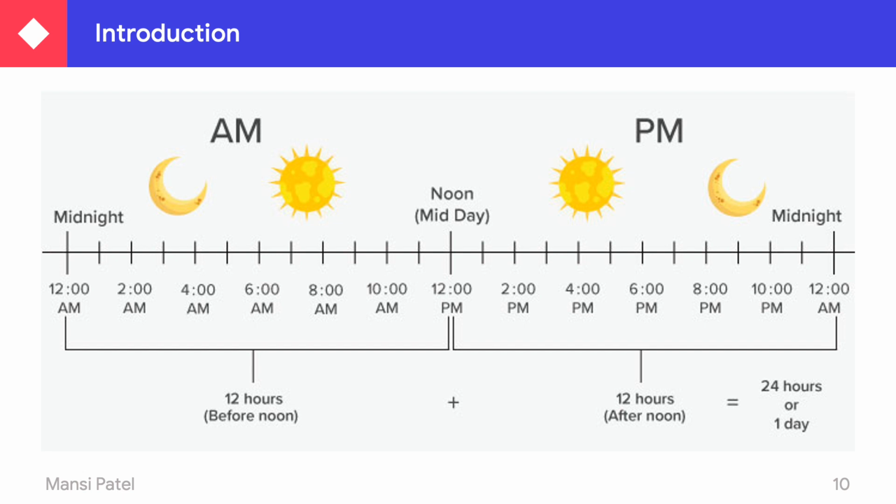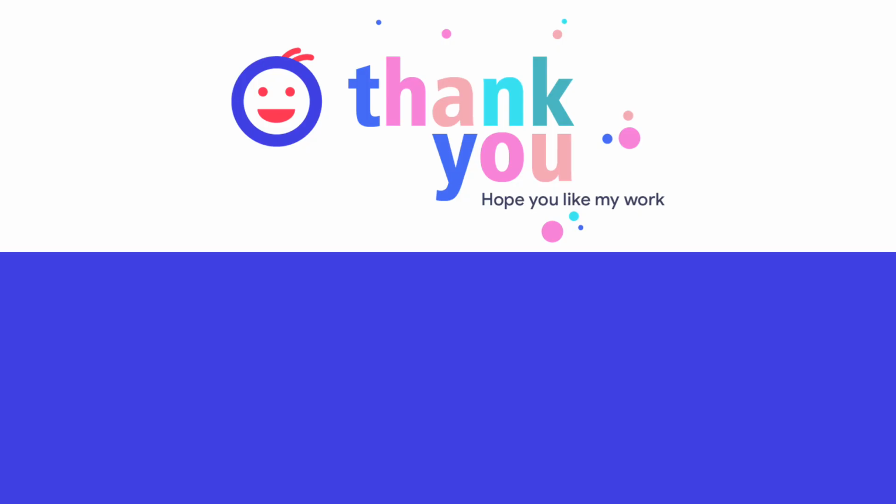And these 12 hours of midnight to noon and 12 hours of noon to midnight, this 12 plus 12 hours becomes 24 hours. And we know that 24 hours is equal to 1 day. I hope you all understand all these topics very nicely and clearly.